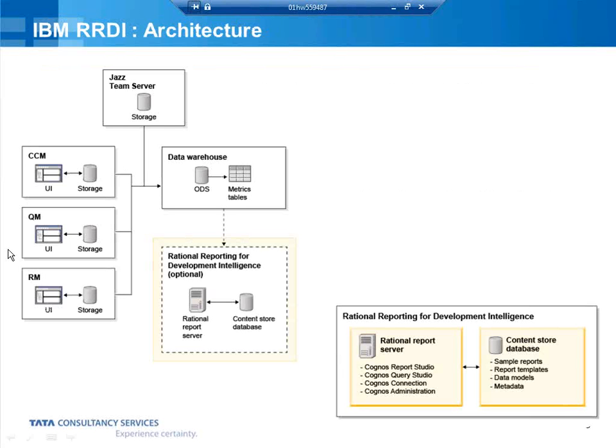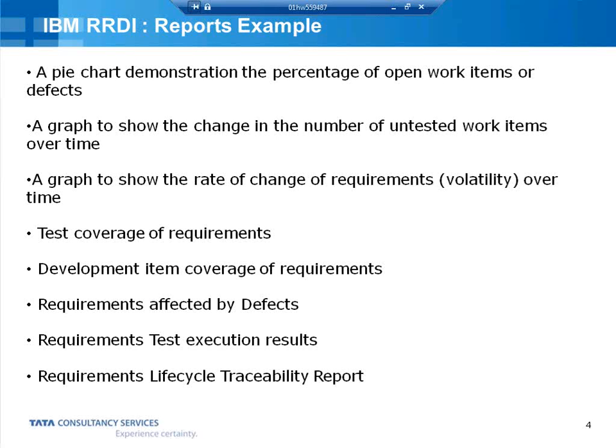You can have a pie chart for your percentage of open work items. You can also have a graph to see the change in the number of untested work items over time. Basically, this would be a trend report, and I can also get a rate of change of requirements over time. Basically, it is requirement volatility. It is nothing but, for a particular defined period, how many changes one requirement has gone through. So this is the information that RRDI can give me. It is like change over time.